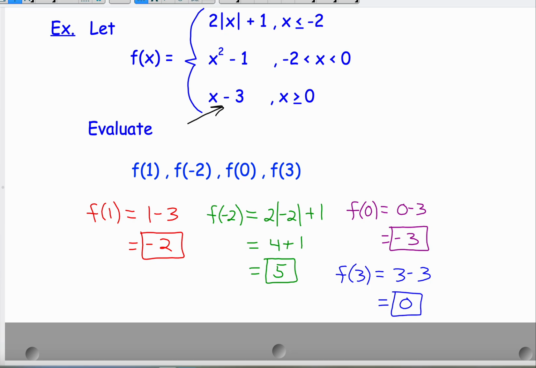So once you understand what the notation means for piecewise functions, it's very simple. Look at your input, decide which rule applies, and then evaluate that expression with your input. And that's it.